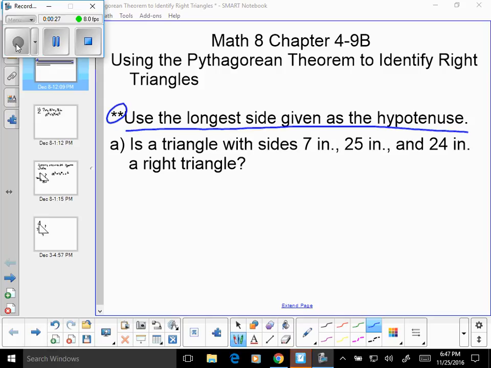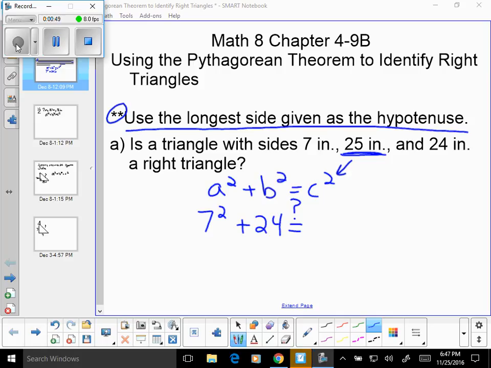Always use the longest side as the hypotenuse. So we're going to start with a squared plus b squared equals c squared. The longest side we are going to substitute for the c squared. So 7 squared plus 24 squared. Now we're not sure about this, so we are going to put in a question mark above our equal sign. 25 squared. Whoops, forgot my squared there.